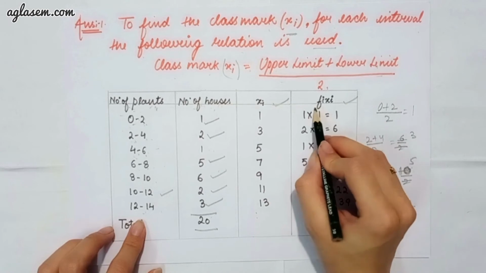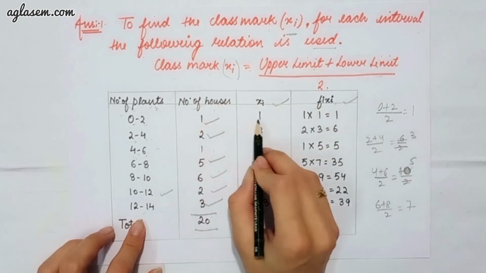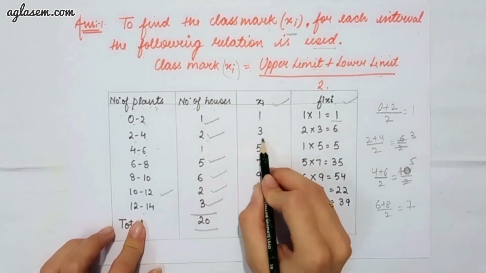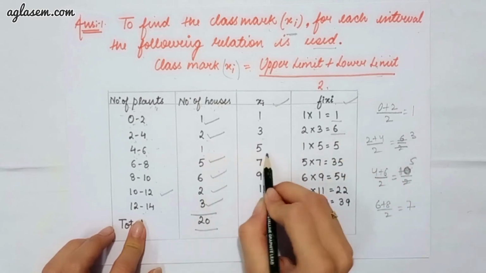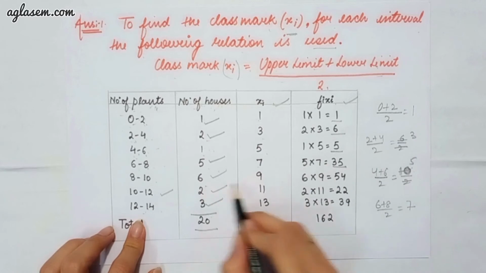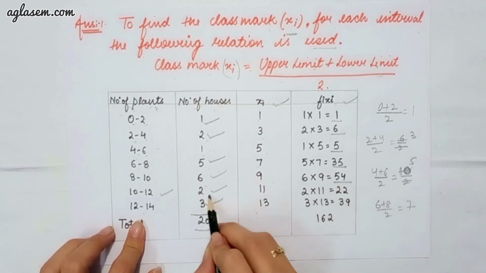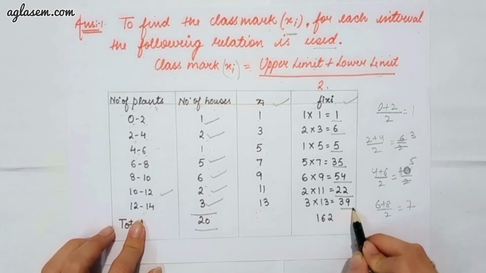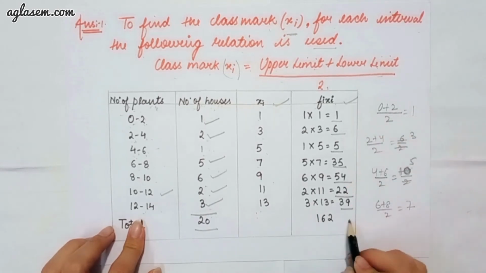So fi into xi: 1 into 1 is 1, 2 into 3 is 6, 1 into 5 is 5, 5 into 7 is 35, 6 into 9 is 54, 2 into 11 is 22, and 3 into 13 is 39. By adding all these values, we get 162 as summation fi into xi.